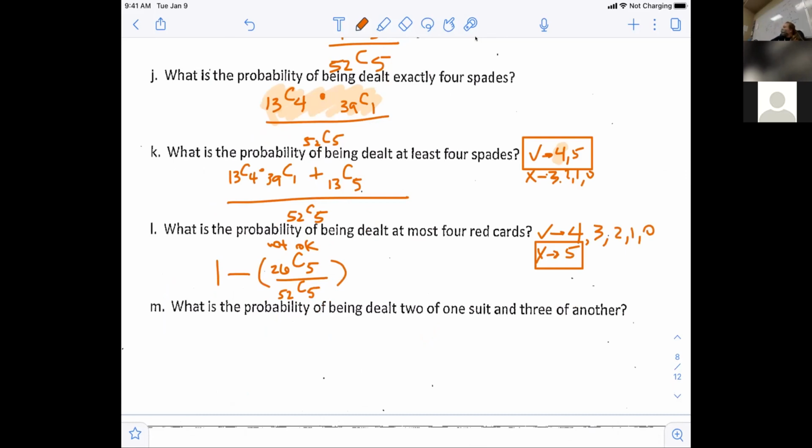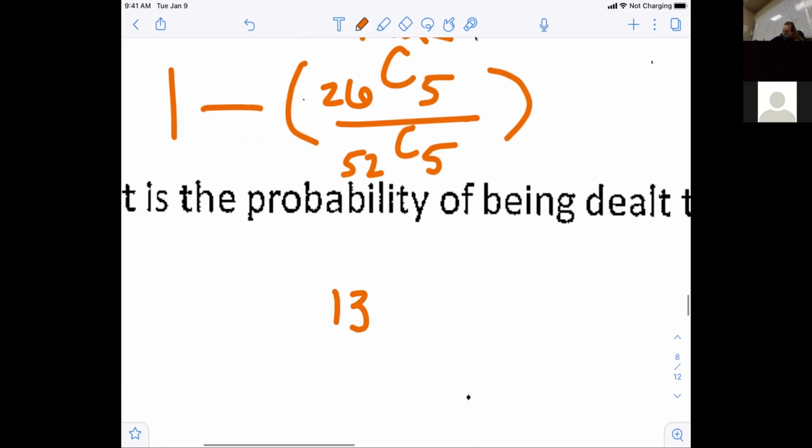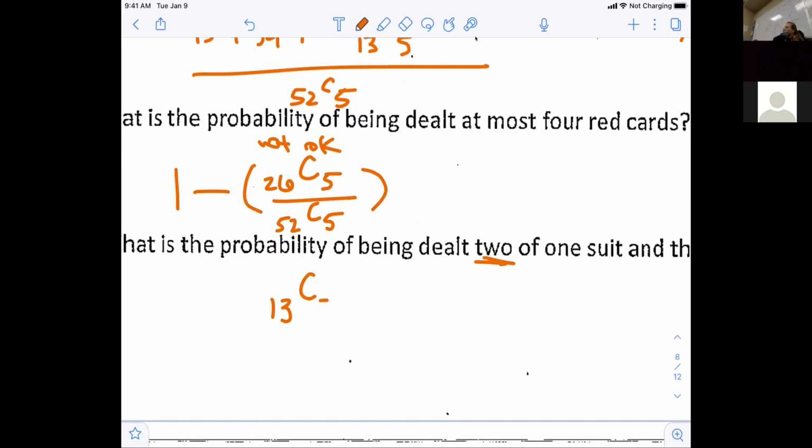All right, the very last one of this type says, what's the probability of being dealt 2 of one suit and 3 of another? Okay, right now it doesn't matter what suits we're talking about. Let's just say I want hearts for my first suit and I want clubs for my second suit. What's the probability of being dealt 2 hearts? How many hearts are there? How many of one suit are there? 13. And I want to be dealt 2 of that. I want 13 choose 2.